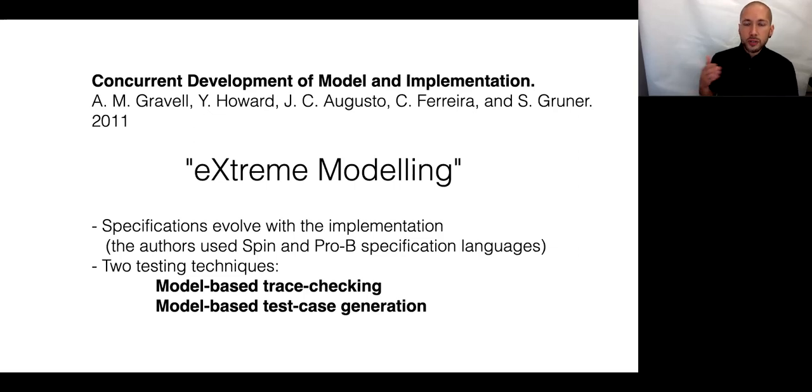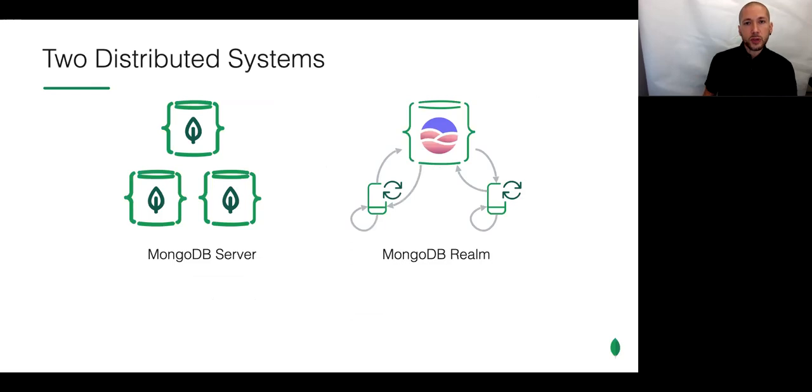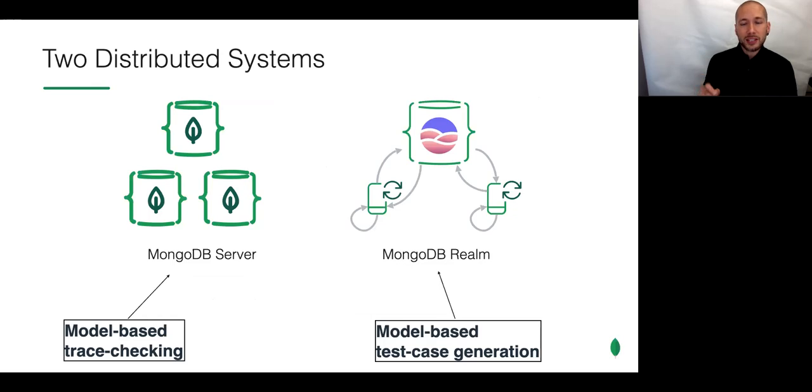So we've got two testing techniques, and we did two case studies where we tried each of these techniques with one of our products. We tried model-based trace checking with the MongoDB server, and we tried model-based test case generation with MongoDB Realm. The rest of this talk is simple. I'm going to talk about the left-hand case study first, and then I'm going to talk about the right-hand one.